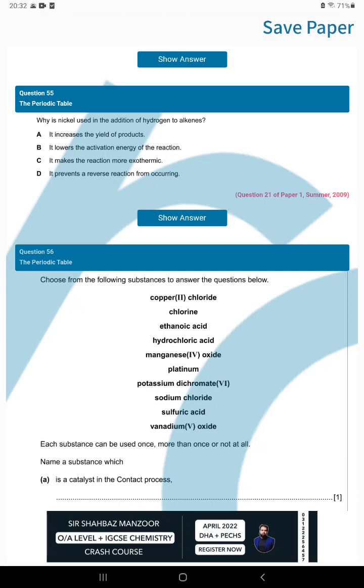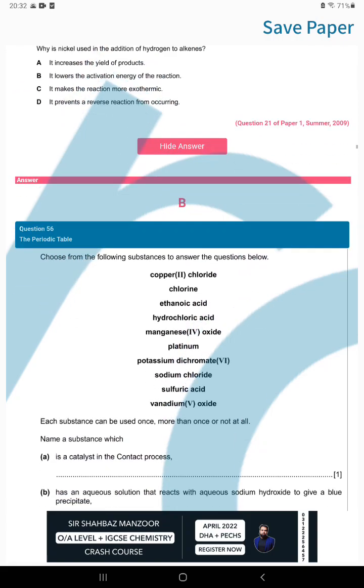Why is nickel used in the addition of hydrogen and alkenes? This question is repeated. Yes, it's repeated.